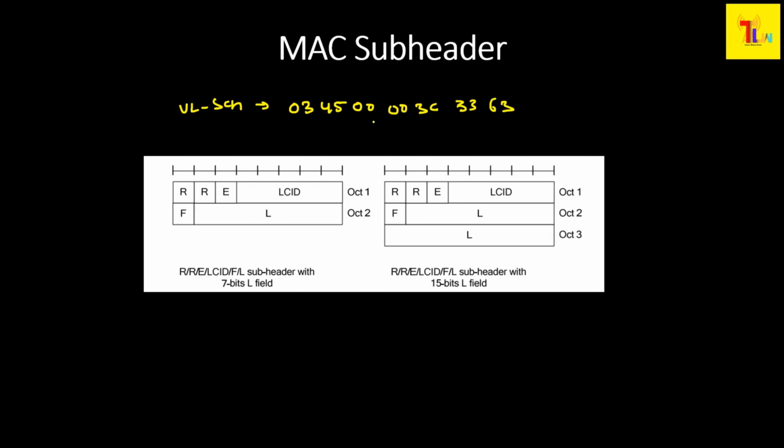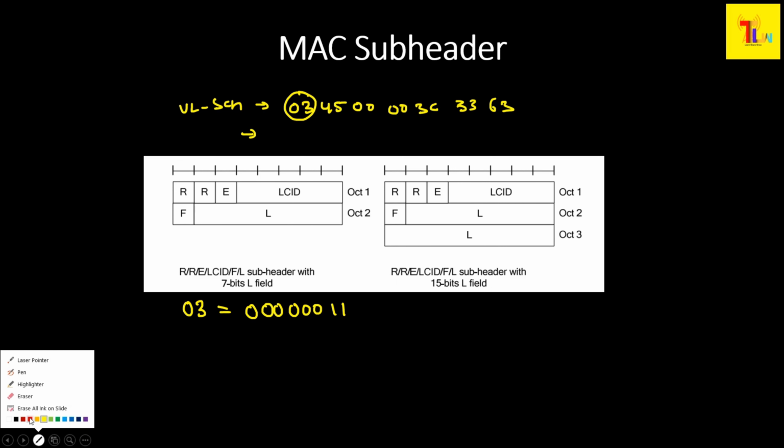Now we need to analyze the first byte, and only after that are we able to understand. So let's take the first byte, 03. If you convert 03 from hex into bits, this will be 0 0 0 0 0 0 and then 1 1. This is the byte we are analyzing. So in this way, let's read it.